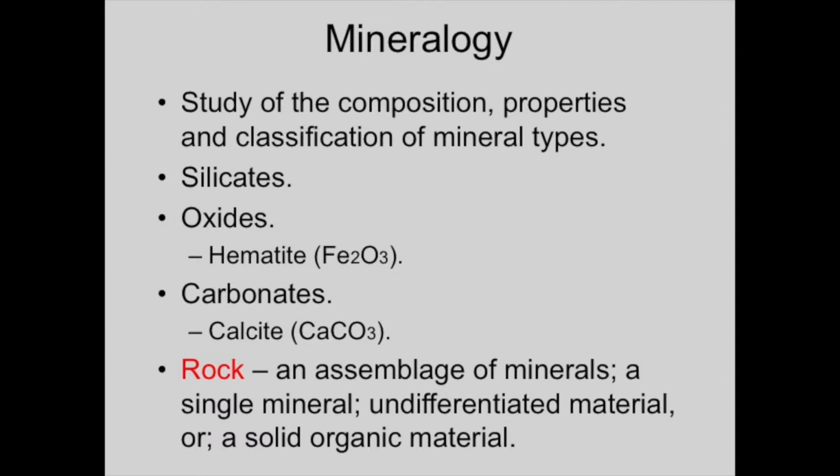If we take a look at something like granite, here we have a rock that contains 3 minerals. Or if we look at a rock that has a single mineralogical quality to it in terms of its mass, something like rock salt would be a very good example of that. Or a rock can be an undifferentiated material, such as a non-crystalline volcanic glass or volcanic rock, in this case, such as obsidian. Or it can be a solid organic material like coal.